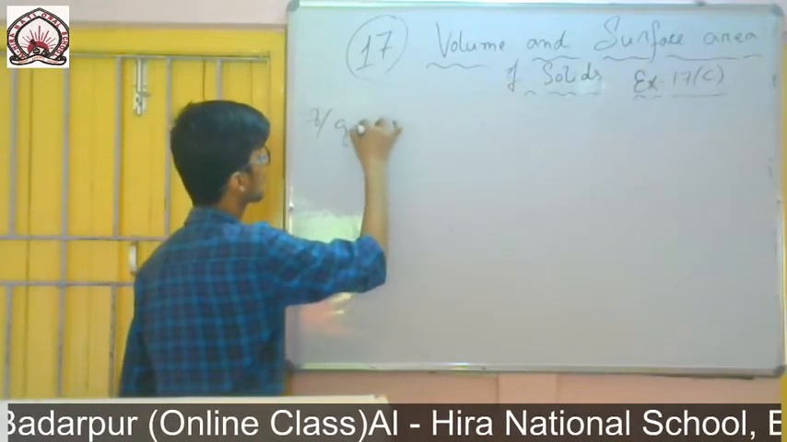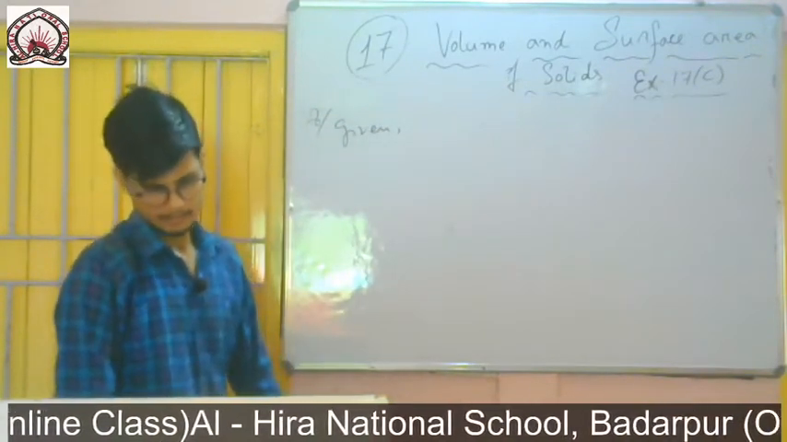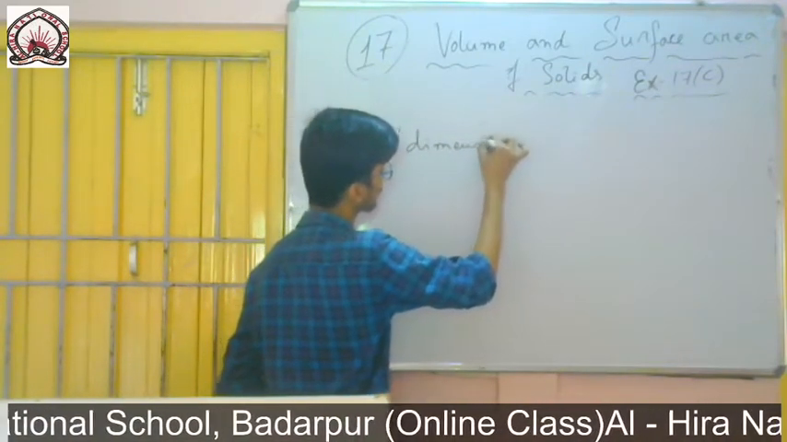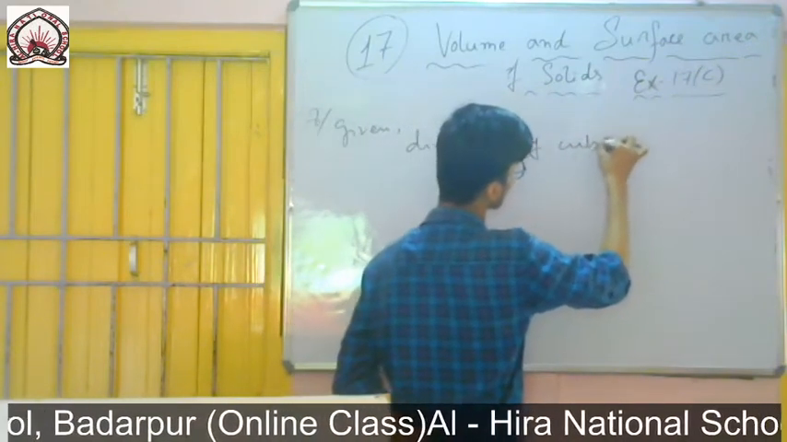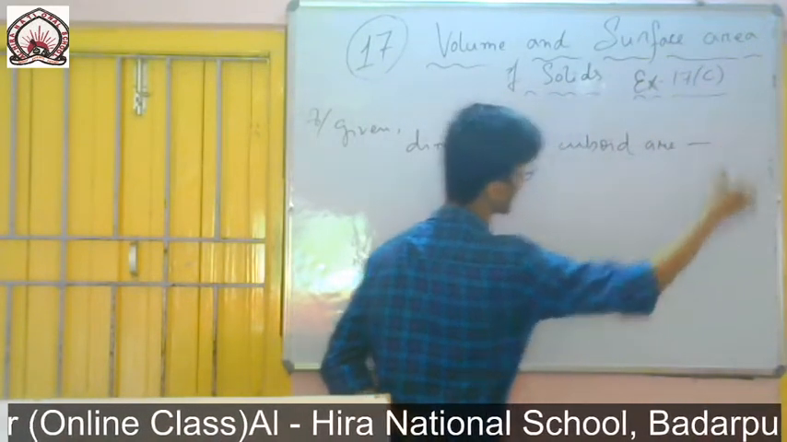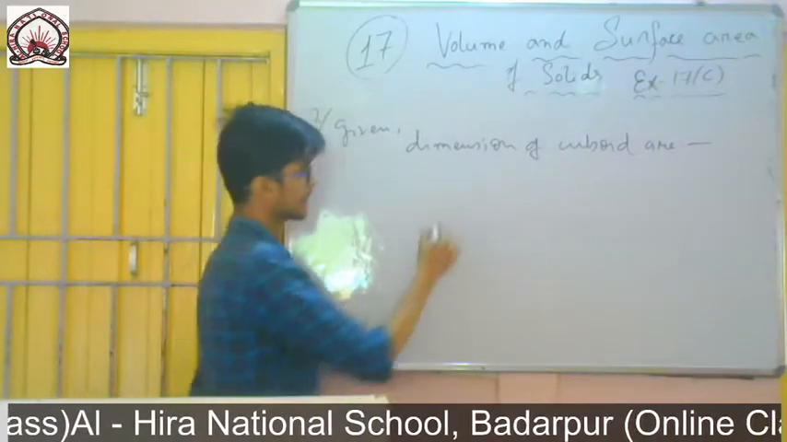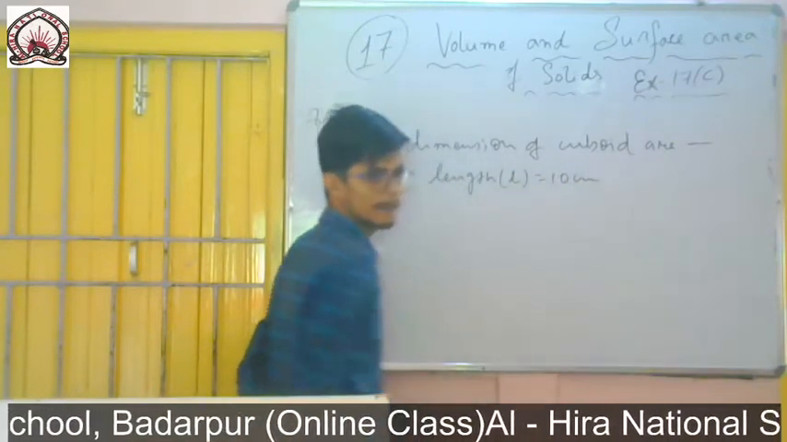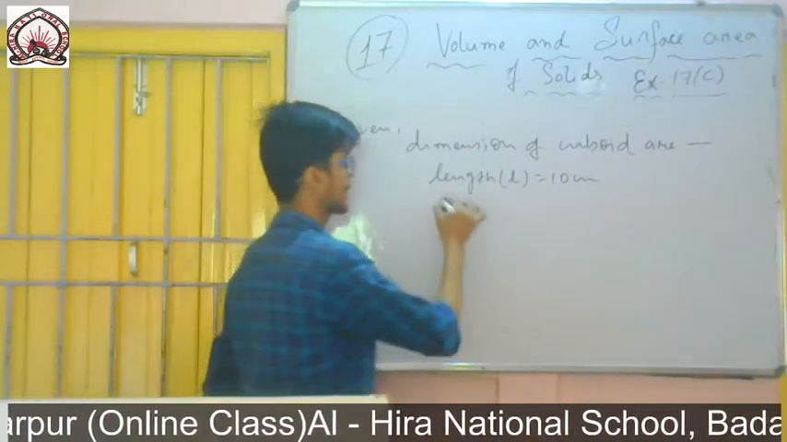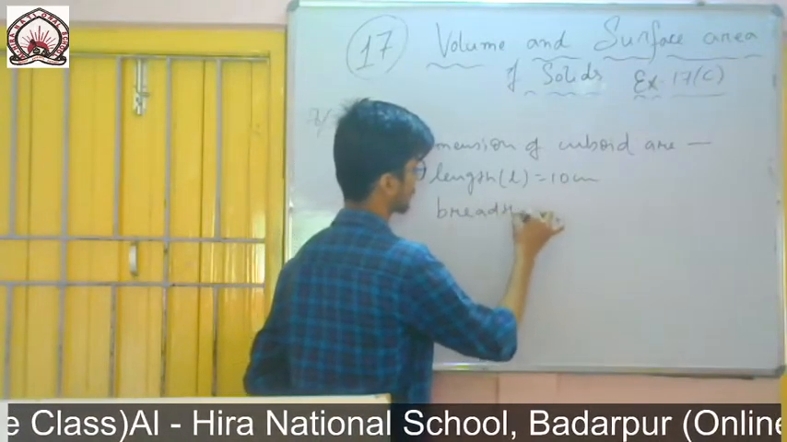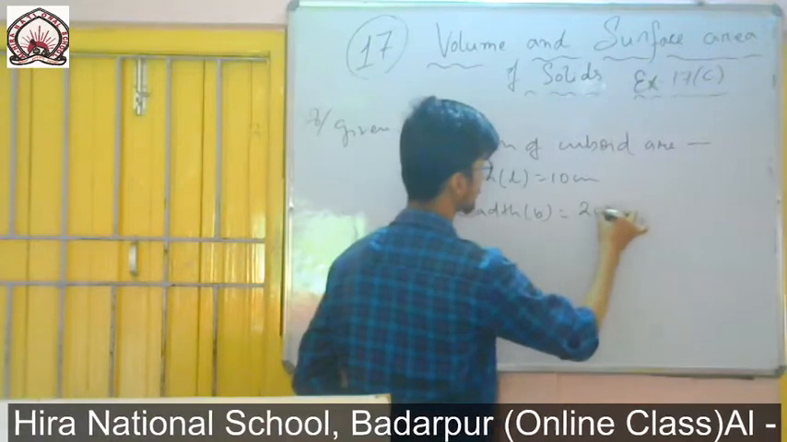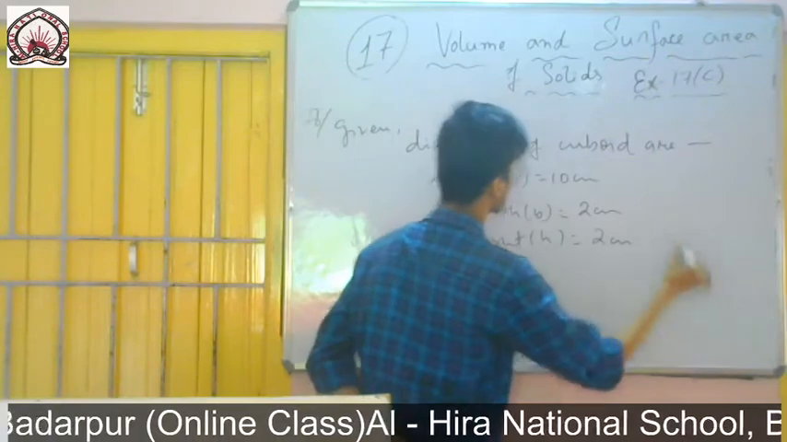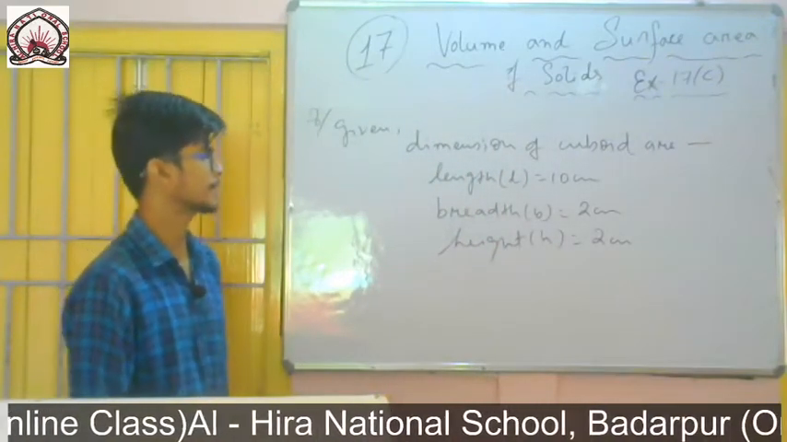Question number 8, given dimension of cuboid. The dimensions of the cuboid are: length is given 10 centimeter, breadth 2 centimeter and height h is given 2 centimeter. Length, breadth and height are given.